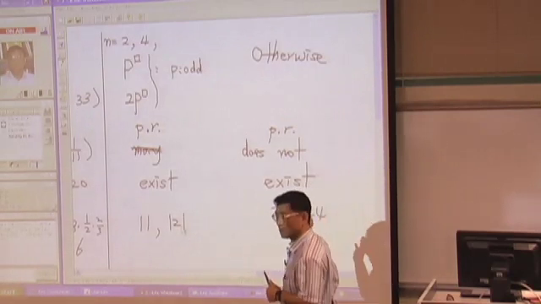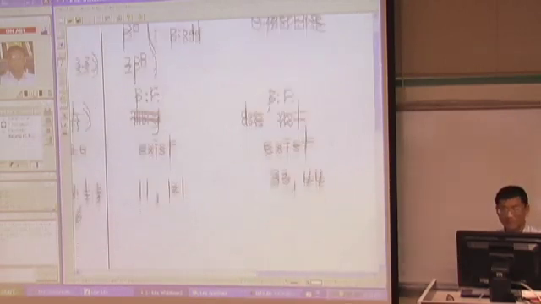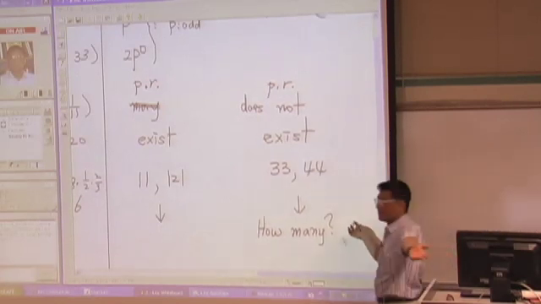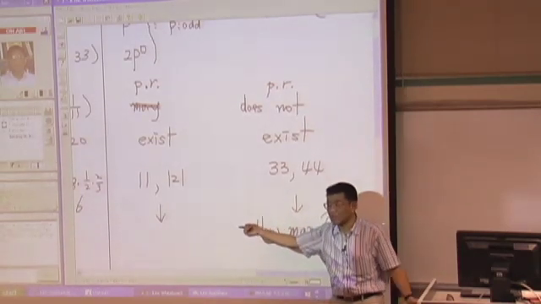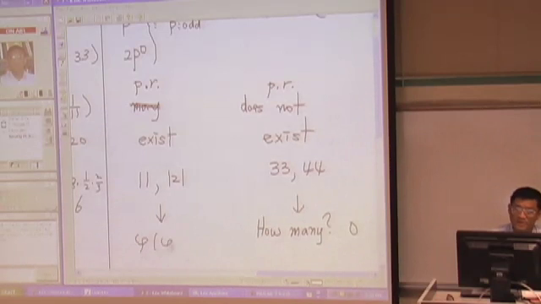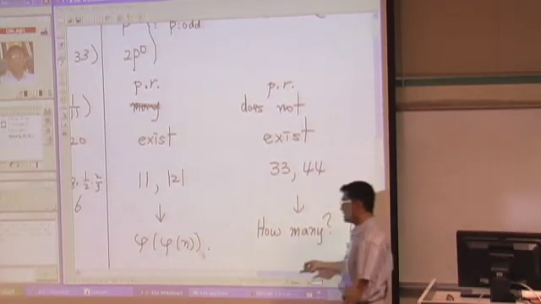So you may check. Then how many is the next question? How many exist? If it doesn't exist, how many? The answer is 0, because it doesn't exist. But in this case, it exists, and how many? Exactly phi of n. This is the secret behind it.